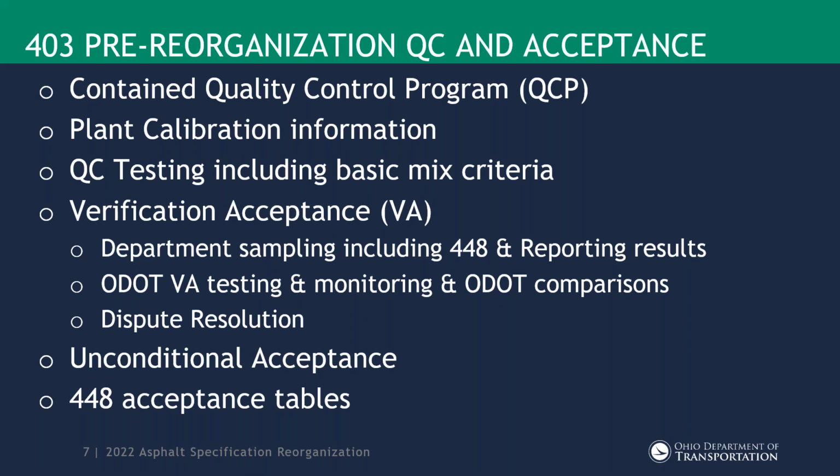25 years ago, we had one acceptance. It was 448. So 403 originally was developed around 448. As we've developed more acceptances, 446, 447, things were added to 403. They were added to other sections, and pretty much got diluted. Things just stopped making sense, I guess.